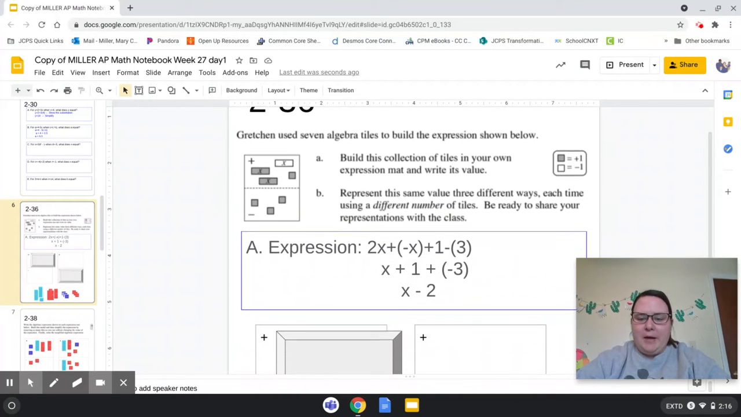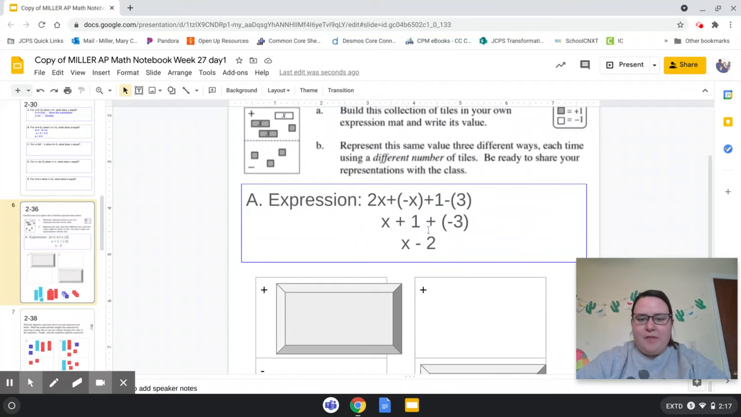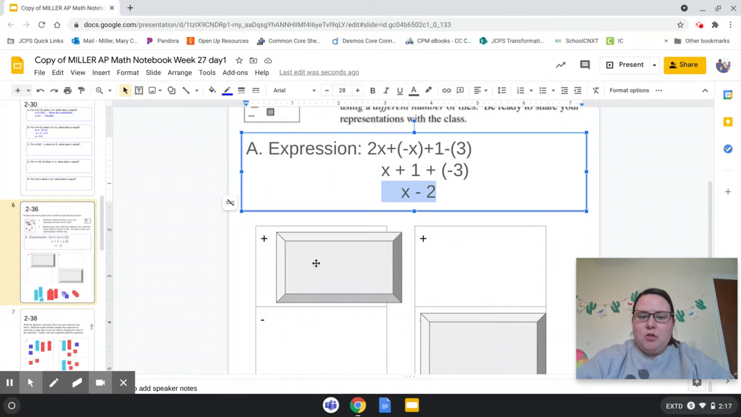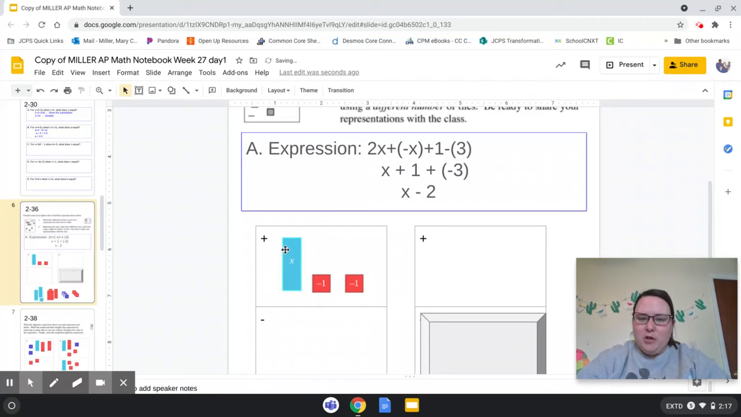So down at the bottom, there's two different algebra tile mats. And what you're going to do is build different representations of x minus 2. Okay, there's many ways you can do that, applying the use of that opposite section, applying some zero pairs and whatnot. Two different representations of x minus 2. So I chose, and you can't take mine, so good try, I chose to just do a regular x and two negative units on top. That's as simple as it gets.